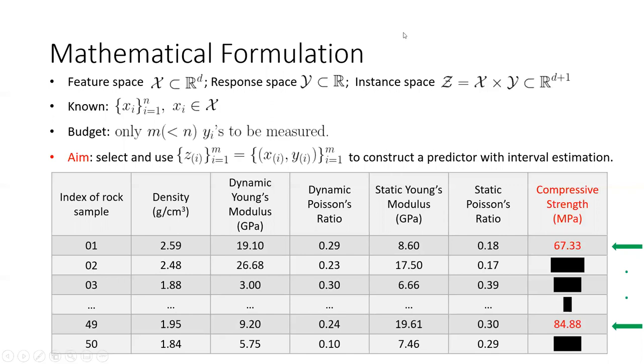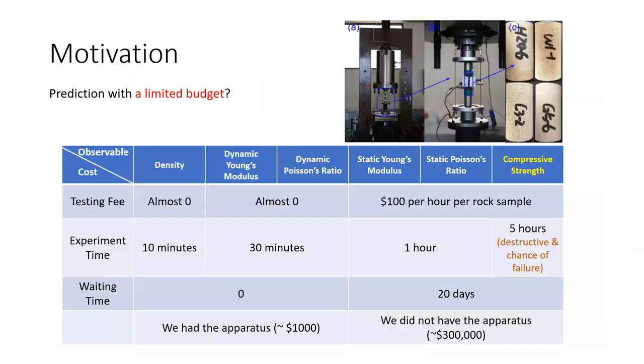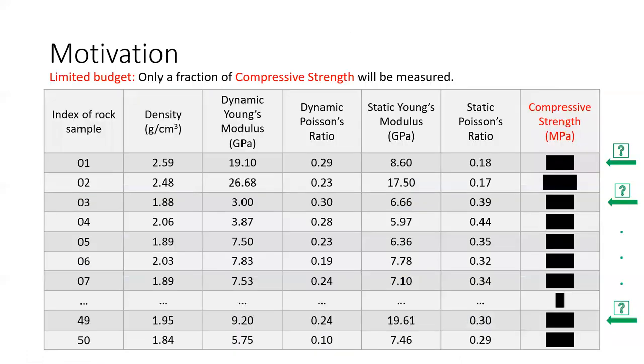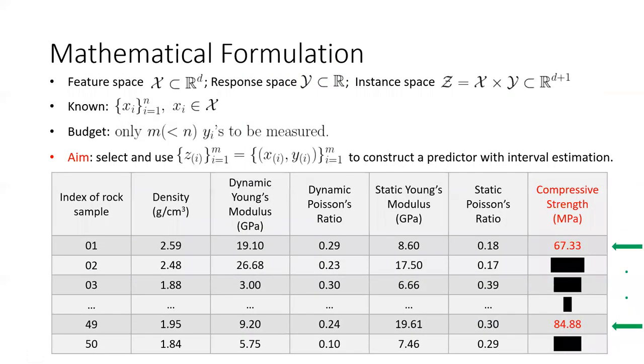Just a quick clarification question. So the budget only applies to the Y, it doesn't apply to the features, right? Well, actually, in realistic situations, it also applies to the features. But as we see here, the features can be obtained in a relatively less expensive way. So the main part of the budget should be spent on the response. Okay, thank you. You're welcome.